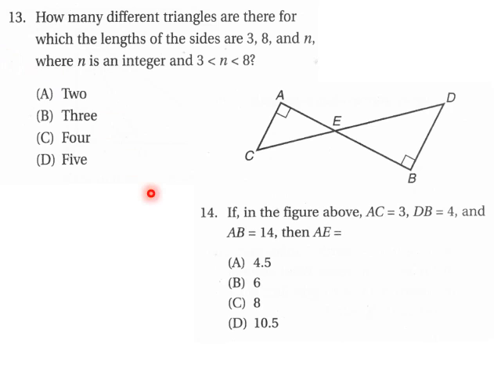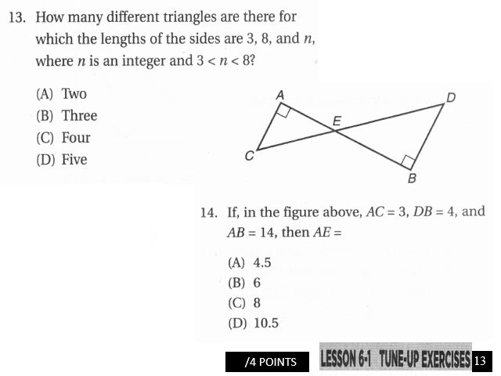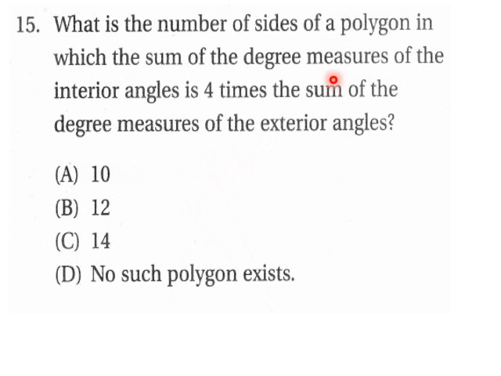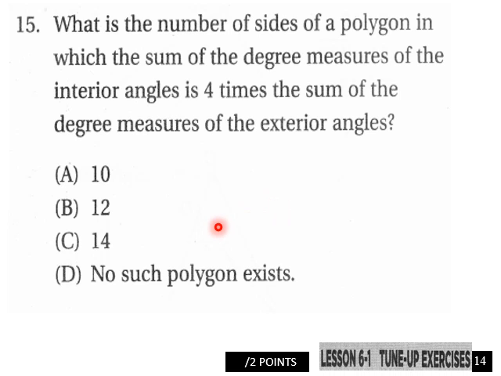So this is not this. 14 pertains to this here. In the figure above, AC and so on, then AE, so you have to find this length here. And for number 15, what is the number of sides of a polygon for which the sum of the degree measures of the interior angles is given? The sum of the degree measures of the exterior angles now.